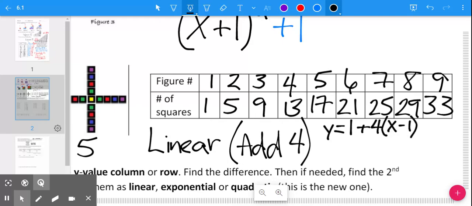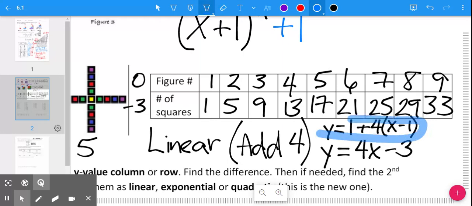Or you could backtrack and find that zero amount, that imaginary zero amount. So if we're adding 4 going to the right, we would subtract 4 going to the left, and 1 minus 4 is negative 3. So when we write this, we can have a rate of change of 4 and a y-intercept of negative 3. If you simplified this equation, you would get the slope-intercept form y equals 4x minus 3.